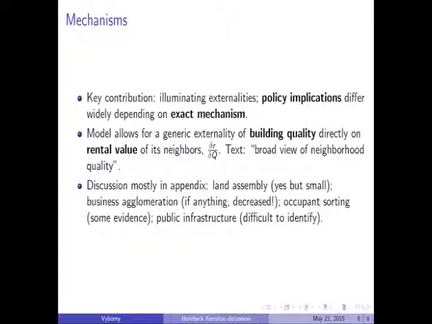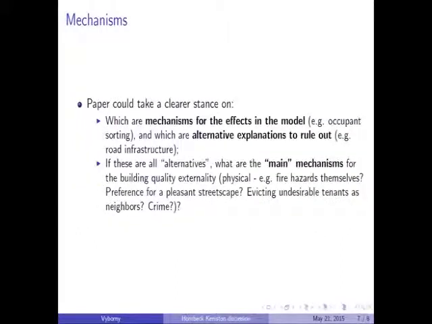Then there's some evidence for some of them, nothing that really seems to be driving the results in a big way. And I think that the paper generally could take a more clear stance on which of these mechanisms, if any, are envisioned as mechanisms for the effects in the model, and which ones are alternative explanations that we want to rule out. And I think from the presentation, maybe it was more clear that they're all being seen as alternatives to the model. But in that case, it would be nice to think a bit more explicitly about what exactly the mechanism is for the externality that is in the model.